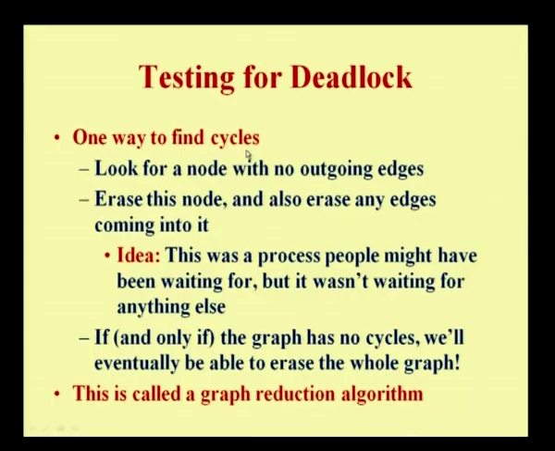Now, how do you test for a deadlock? There are different aspects of testing for a deadlock. One way is to find the cycles. So how do we find the cycles? What is the idea of finding the cycle?